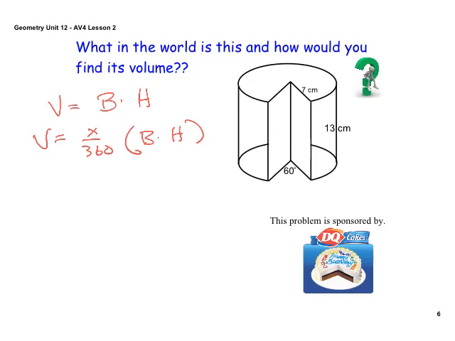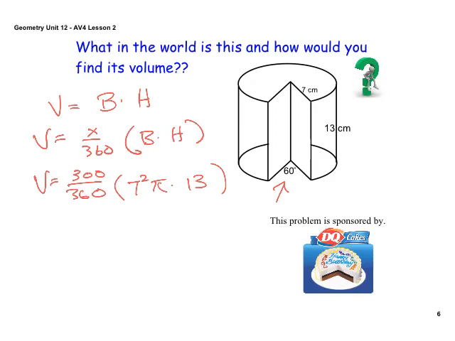Now, how much volume do we want? We're missing 60 degrees of the volume, so we need 300 degrees of the volume. So we have 300 over 360. That's the proportion that we're going to keep. Our base shape is still a circle. So we have our radius of 7 squared pi, and then we have the height of our cylinder at 13. So finishing up here, we have 7 squared times 13, which is 637 pi.